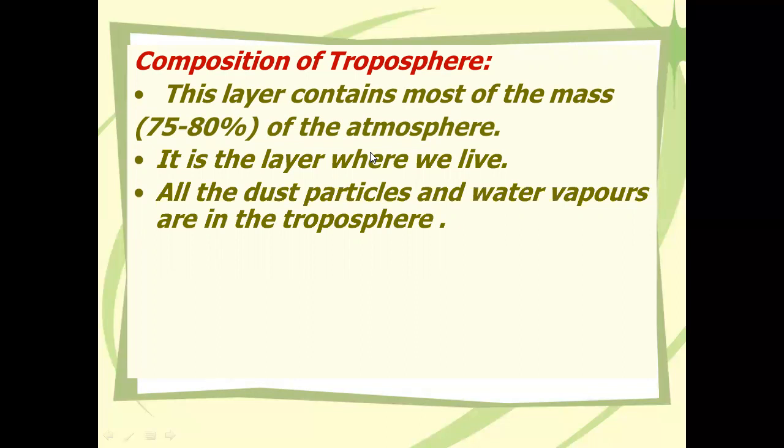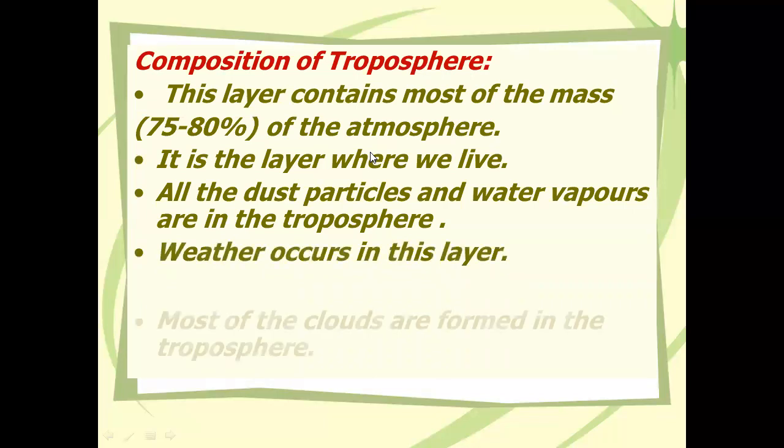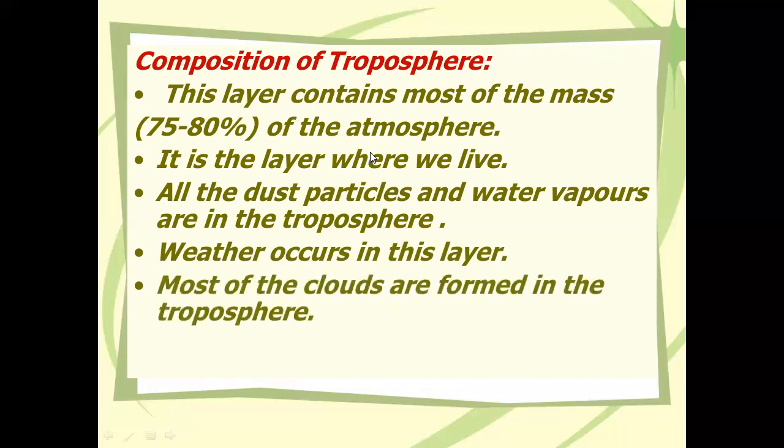All the dust particles and water vapors are present in troposphere. Weather occurs in this layer. All the changes in weather occur in this layer. Most of the clouds are formed in the troposphere, and aircraft fly in this region. So this is the composition of troposphere, what is present in the troposphere. About 75 to 80% of the mass is present in this layer. We live in this layer. Dust particles, water vapors are present here. Weather changes take place in this layer. Clouds are formed in this layer, and also aircraft fly in this layer.